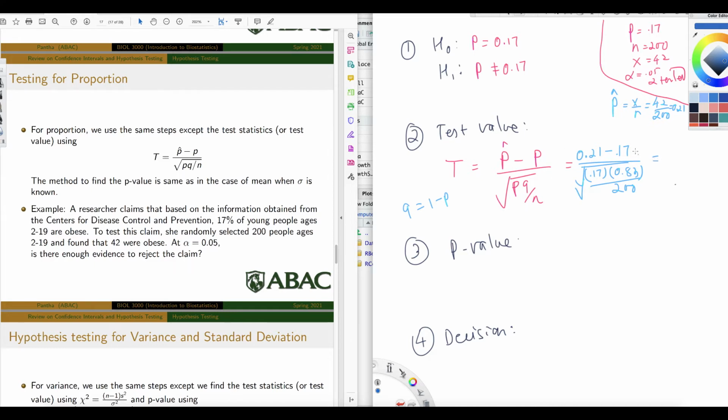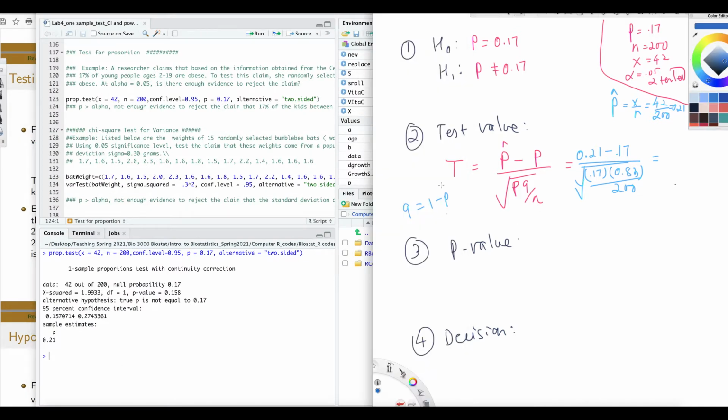So find out that value. You want to find 0.21 minus 0.17 divided by the square root of 0.17 times 0.83 divided by 200. By the way, this should be z, not T. You can denote the test value by uppercase T, that's perfectly fine, but usually for the proportion we denote the test value by lowercase z.